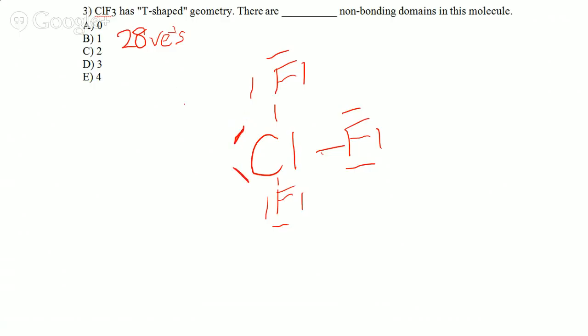So I have two non-bonding domains, right? The two lone pairs of electrons. Right? You might also start to realize that T-shaped things have to have two non-bonding domains.